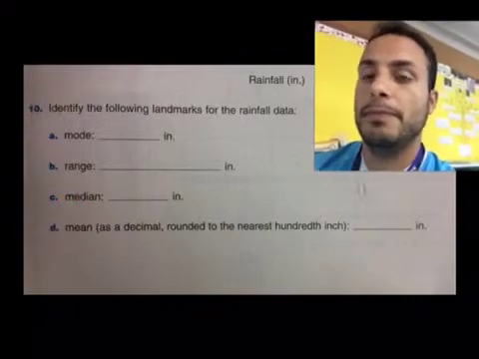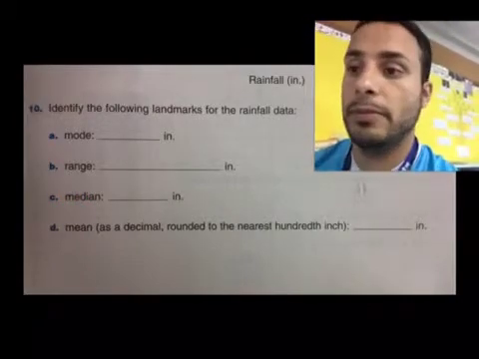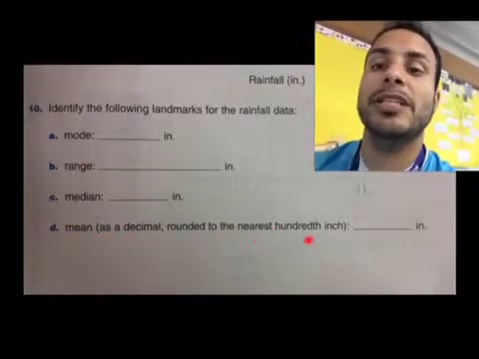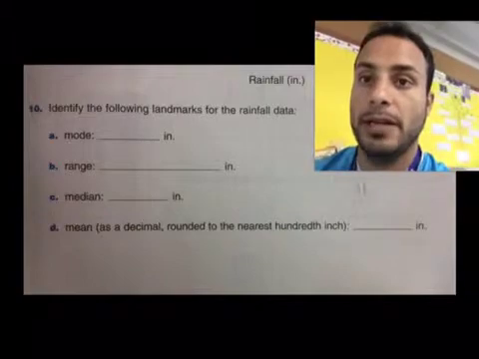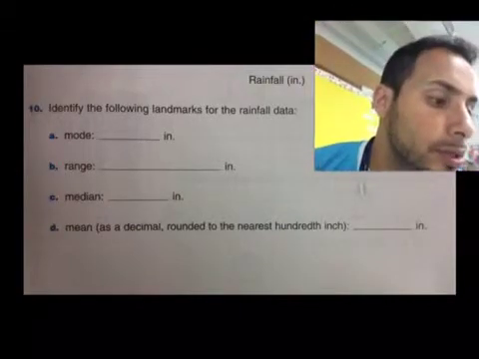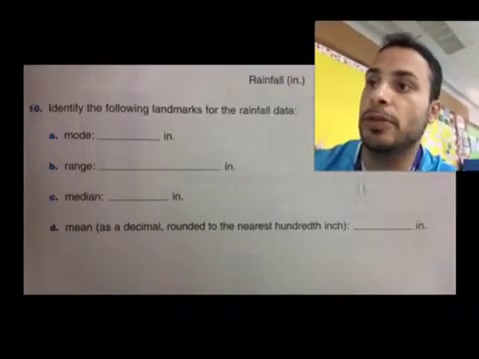And then the median. Median is the middle number. Organize the data from lowest to highest and pick out the middle number. And then the mean as a decimal, rounded to the nearest hundredth. Okay? This one is another key answer, boys and girls.